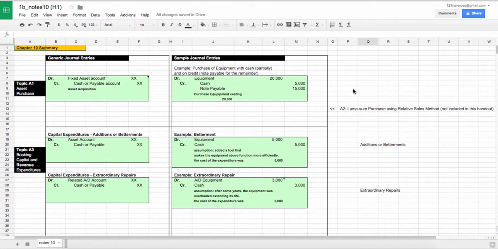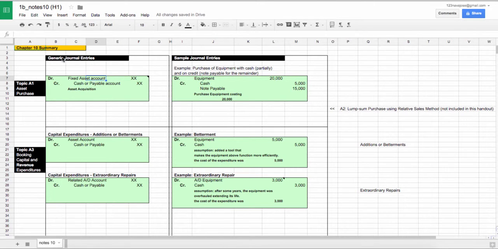Handout 1 for Chapter 10. This is my Chapter 10 summary, which will give you a very brief overview of both the accounting and the measurement or calculation that relates to each of the topics in the chapter.